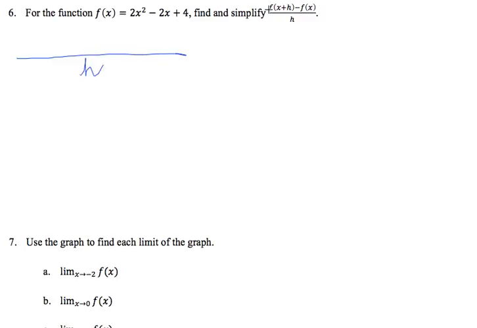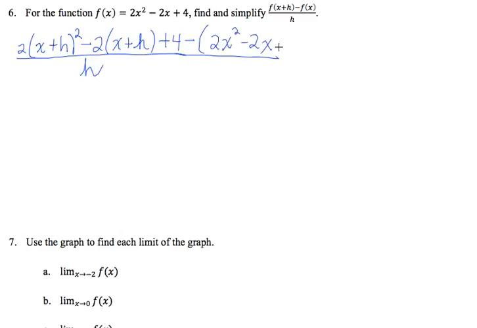Next, f of x plus h means replace each x, so that one and that one, by x plus h. So we'll have 2 times x plus h all squared, so it's that part, minus the next term, 2x, which would be 2 times x plus h, plus 4. That's the f of x plus h part, minus f of x. So minus the original function with parentheses, 2x squared minus 2x plus 4. That's just the first step. Getting that is worth a couple points because if you can get that, it means you understand what's going on.